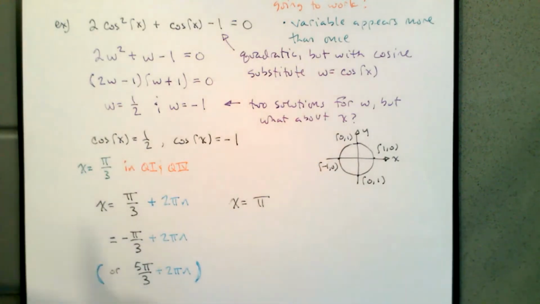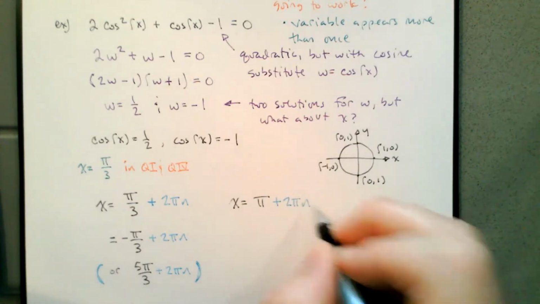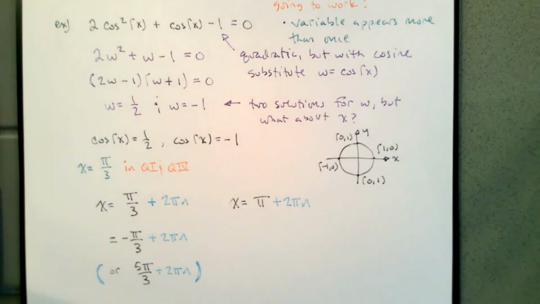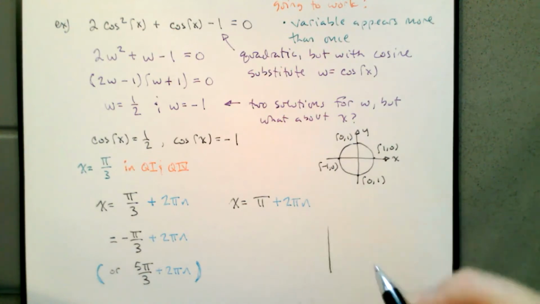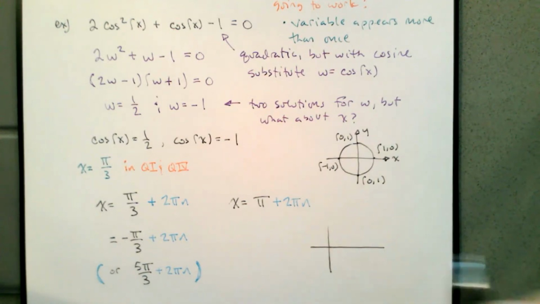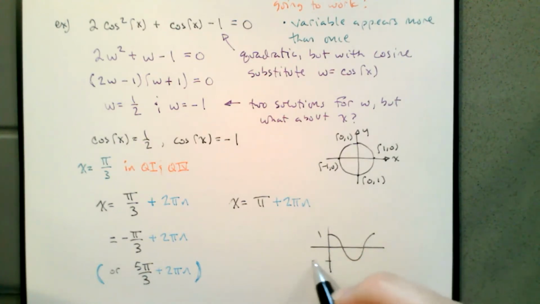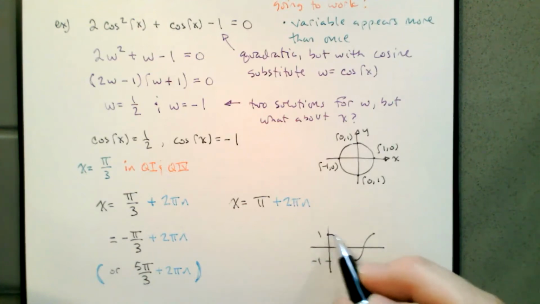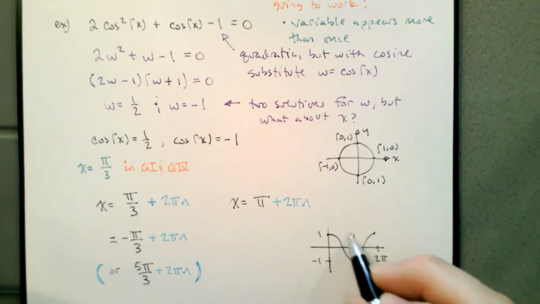And since we want all the solutions, we add the period times an integer. So 1 pi, 3 pi, 5 pi, and so on. If we don't like the unit circle, we can remember that cosine starts off at the top and then drops down to the bottom halfway through the period. And so that happens at pi.